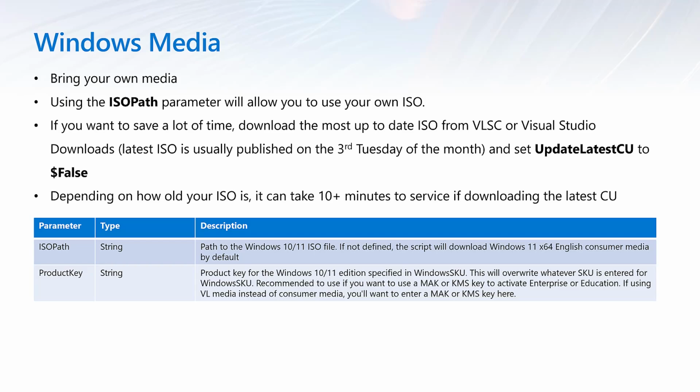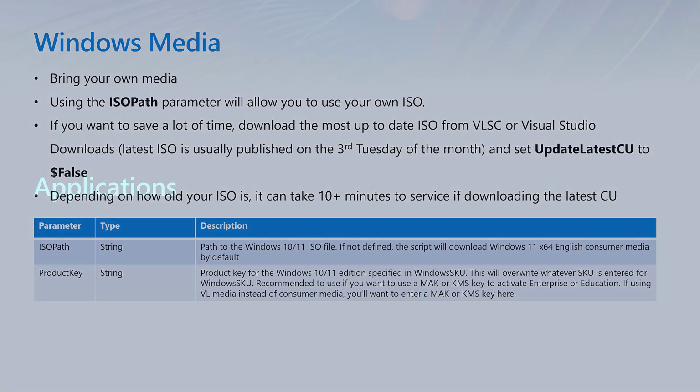Now the parameters to do this, ISO path, product key, I mentioned both of these earlier. They should be fairly self-explanatory. You can read on the screen here what they do.